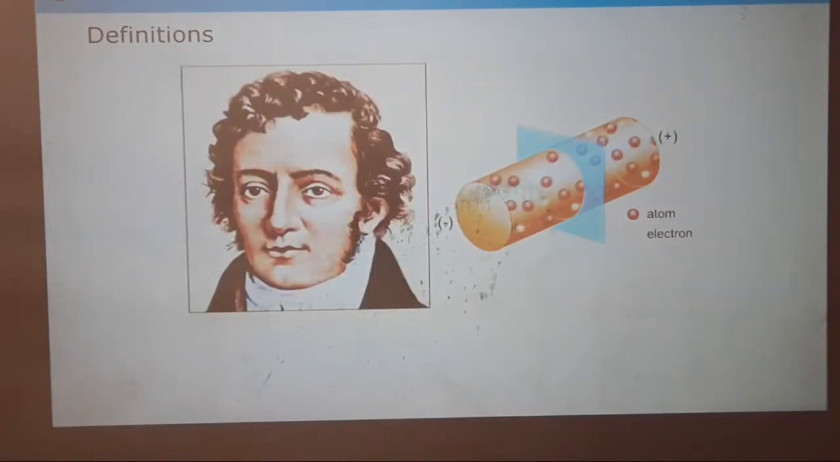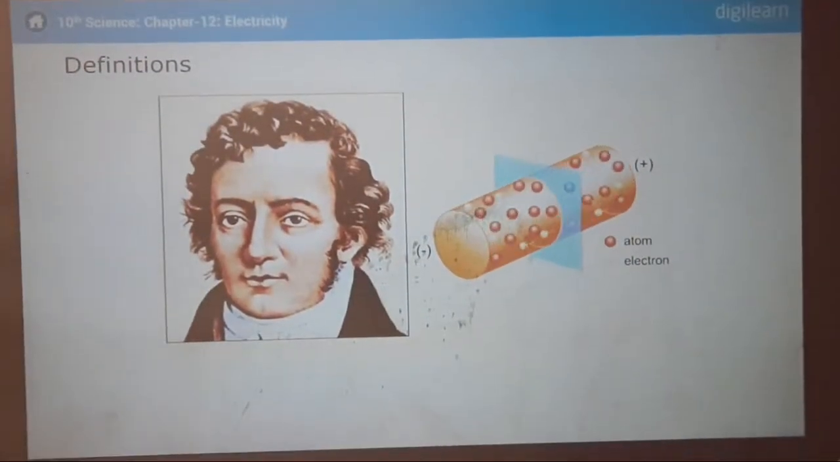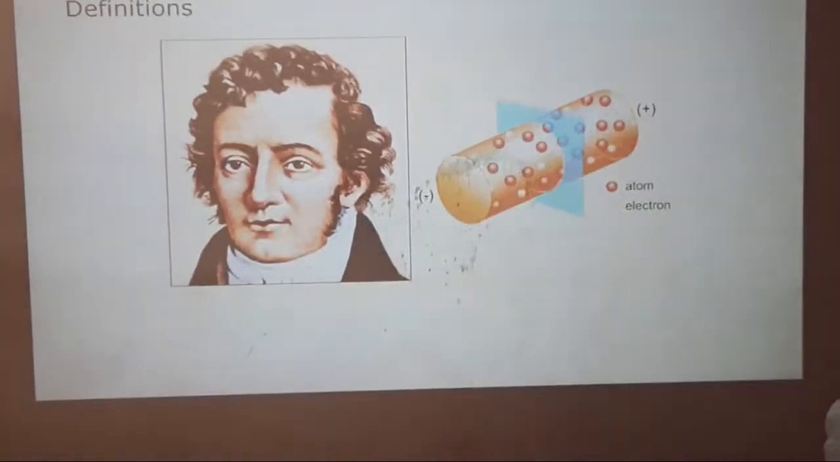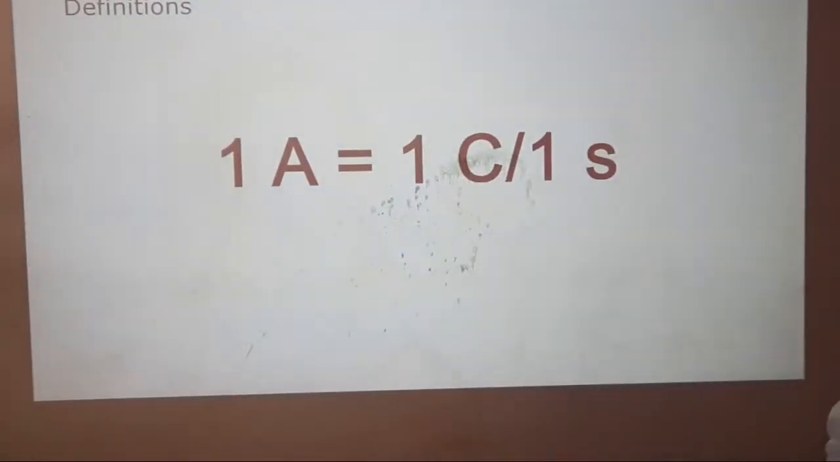Ampere is the flow of electric charges through a surface at the rate of 1 coulomb per second. This means if 1 coulomb of electric charge flows through a cross-section for 1 second, it would be equal to 1 ampere. Therefore, 1 amp equals 1 coulomb per second.